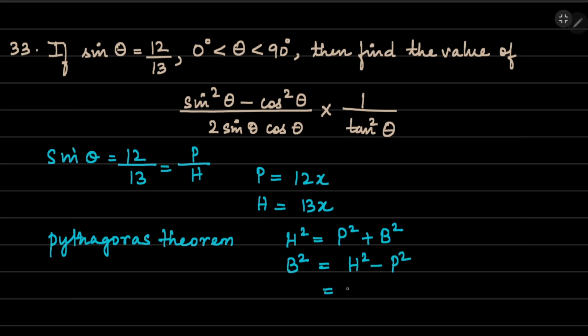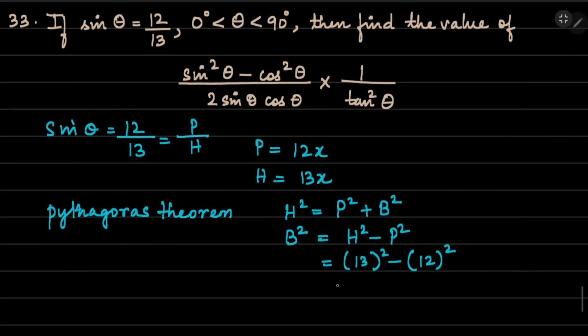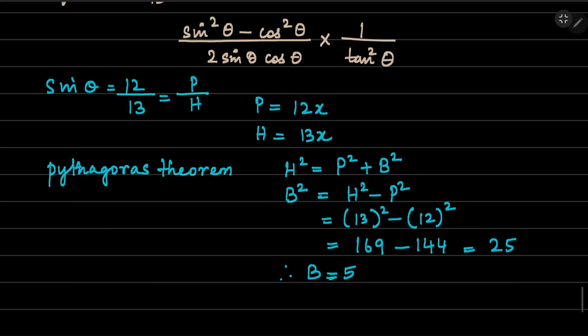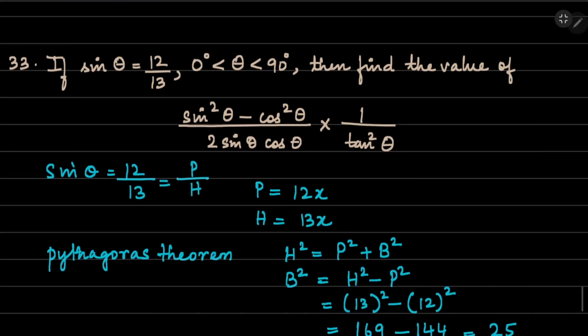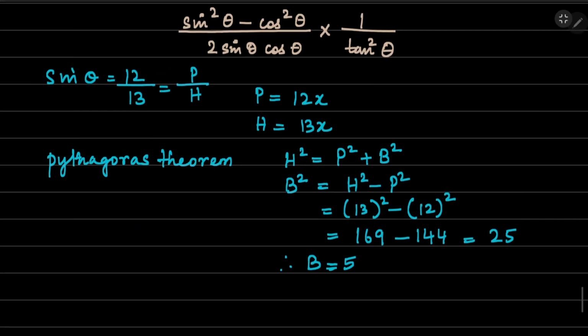What is h? H is 13. So 13 the whole square minus perpendicular 12 the whole square. This is nothing but 169 minus 144, which you will get as 25. Therefore, you are getting base as 5, 5x or just 5. So you can now find out what is cos and tan.